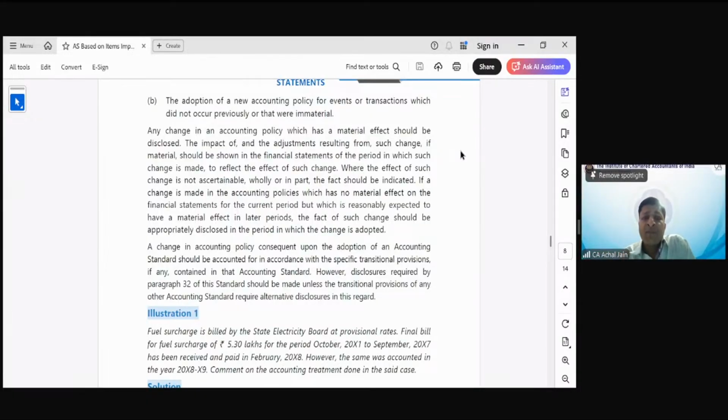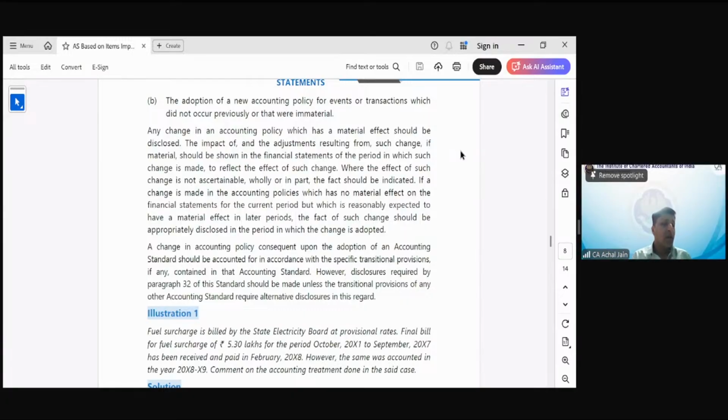So when was the final bill received? February X8. However, the same was accounted in X8-X9. So the bill was received in February X8, but it got recorded in the next financial year, X8-X9. You are required to comment on its accounting treatment. So how should this be treated? Over to you.